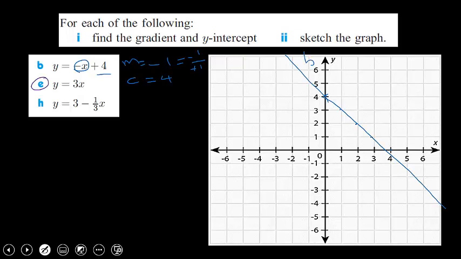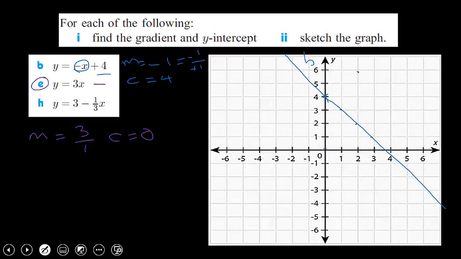Let's do E. E's gradient is m equals +3 over 1. And then c is 0, because there's nothing written there, right? So I start at 0, 0. I go 3 up and 1 to the right. 1, 2, 3, 1 to the right.